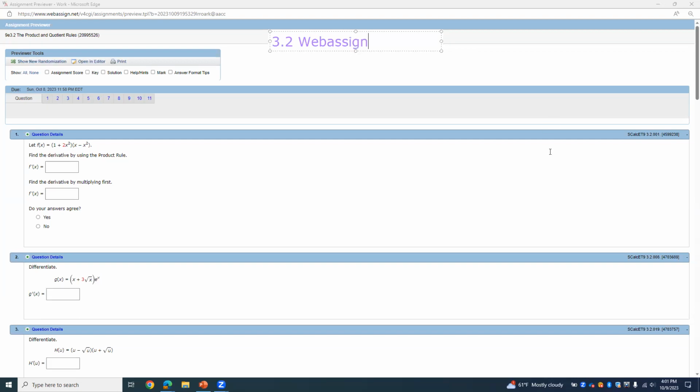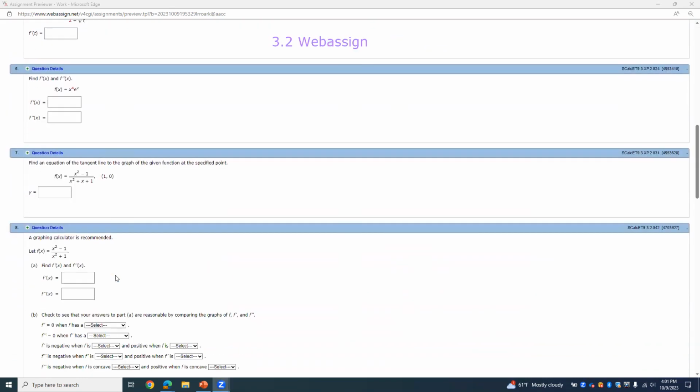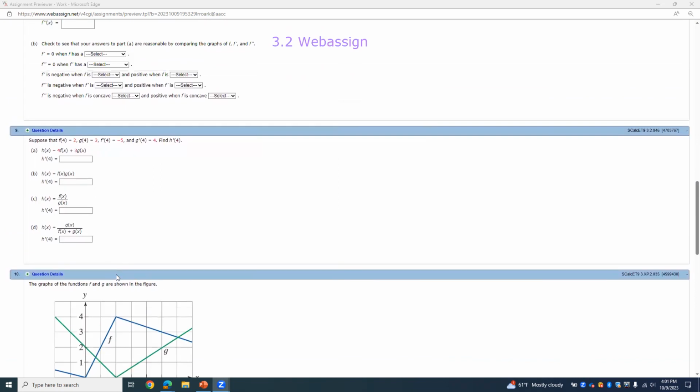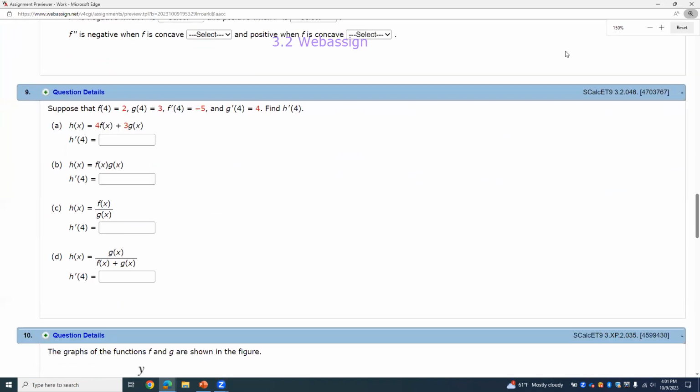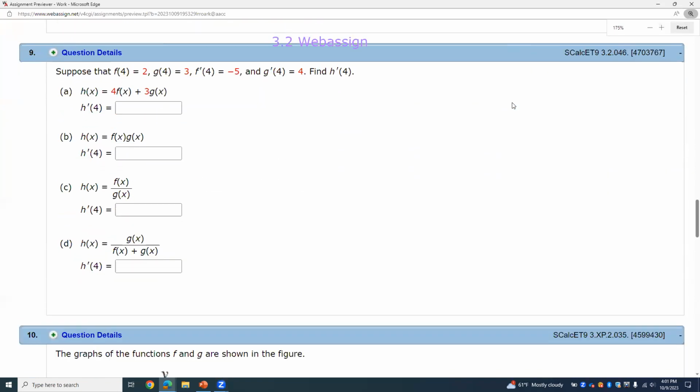So let's go ahead and take a look real quick at some of the questions that I think caused some of the issue, beginning with question number 9 on the 3.2 WebAssign. So 3.2 number 9 says, my numbers could be slightly different, but same vibes, okay? Suppose that f of 4 equals 2, g of 4 equals 3. The derivative of f at 4 is -5, and the derivative of g at 4 is 4. Okay, so a lot of information here. And then it says find the derivative of h at 4.